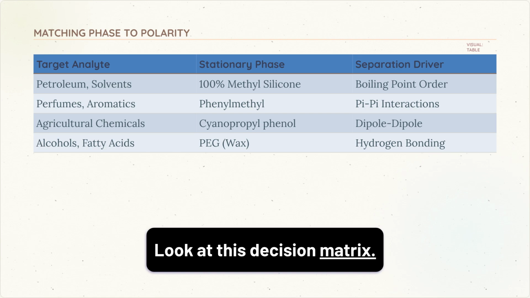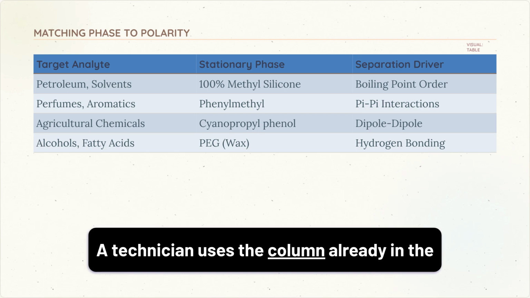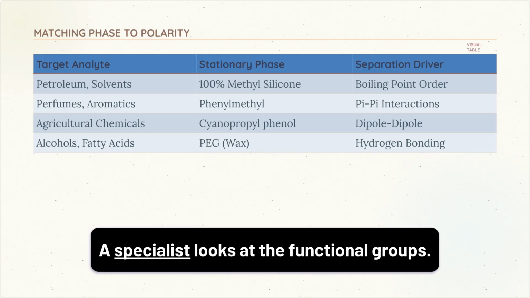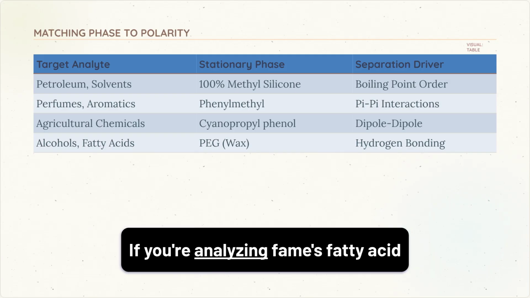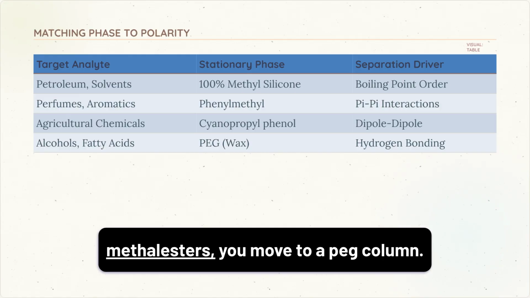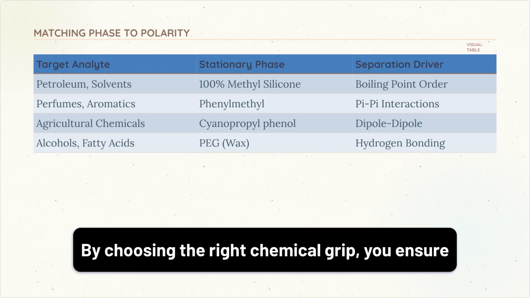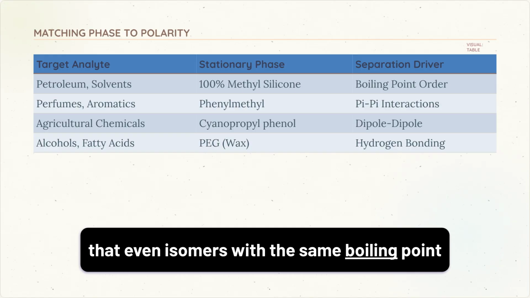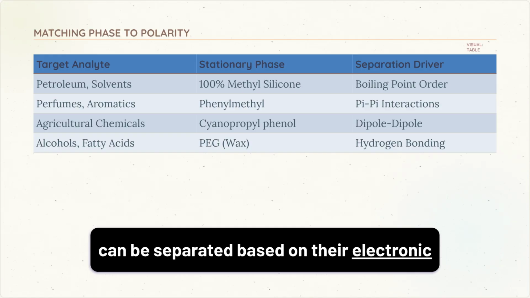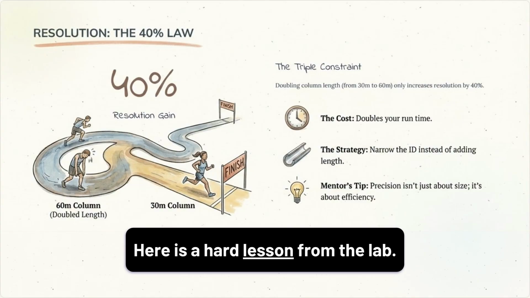Look at this decision matrix. A technician uses the column already in the machine. A specialist looks at the functional groups. If you're analyzing FAMEs, fatty acid methyl esters, you move to a PEG column. If you're looking at environmental PCBs, you might need a cyanopropyl phase. By choosing the right chemical grip, you ensure that even isomers with the same boiling point can be separated based on their electronic character.